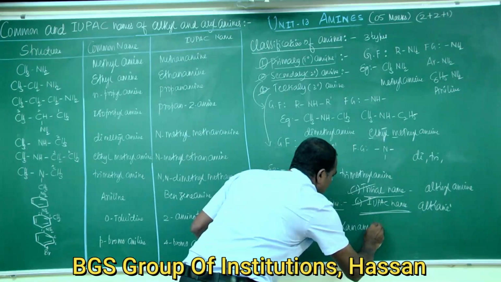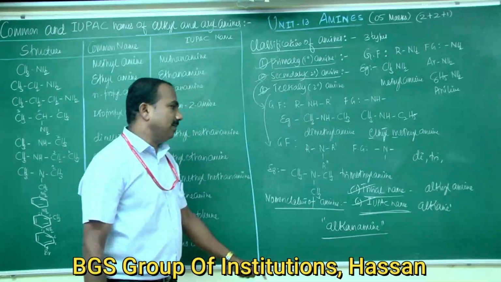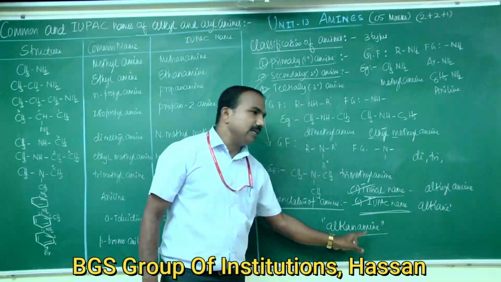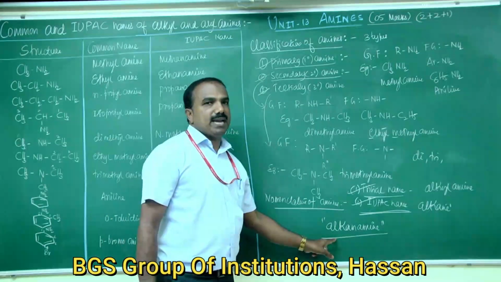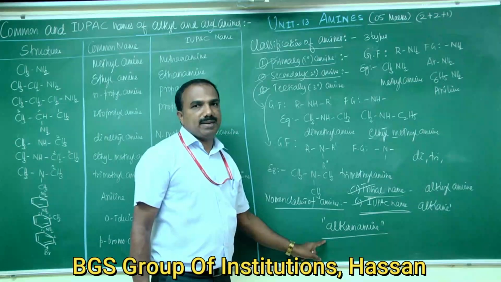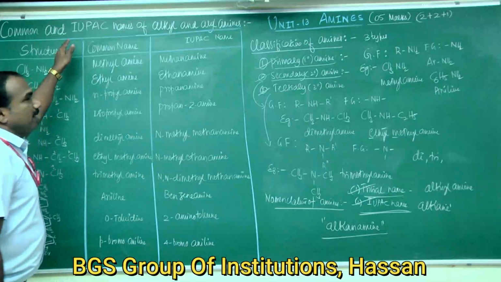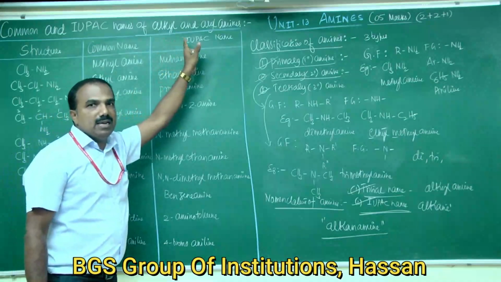In the IUPAC name, it is named as alkanamine. The E of the alkane is replaced by amine. Therefore, in the IUPAC system, these are named as alkanamines. Some important common and IUPAC names of alkyl and aryl amines are listed in the table given in your NCERT textbook.